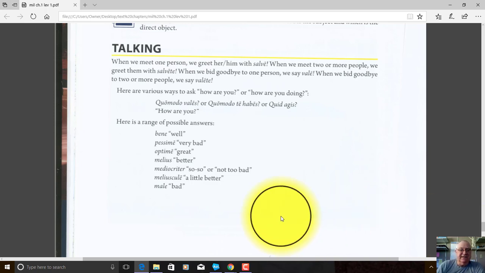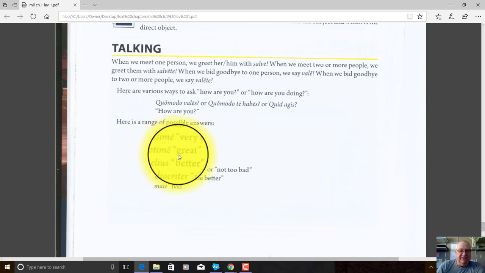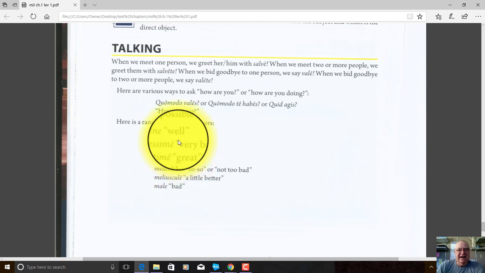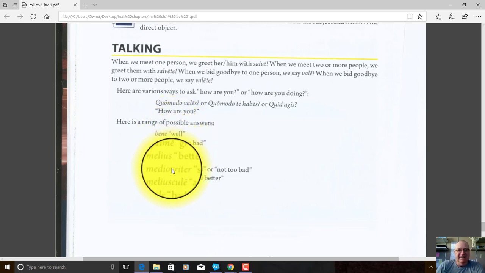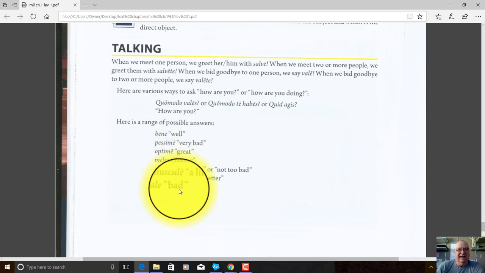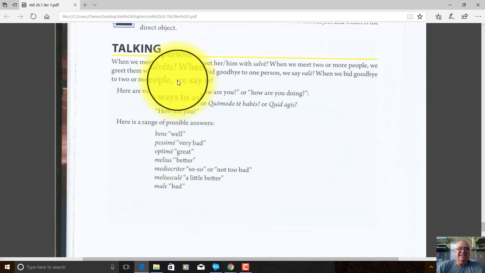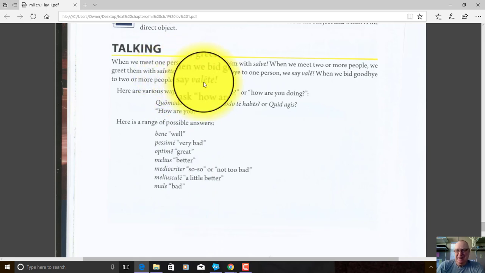This word optime, I use it as a comment in your test, meaning you did a great job, and that kind of thing. Bene means okay, pessime, very bad. Optime, melius, mediocriter, melius, and male is bad. Okay, you don't do so well on the test, I'll say male, discipule. Okay, and salvete, of course, is how we say hello. And valete is how we say goodbye.